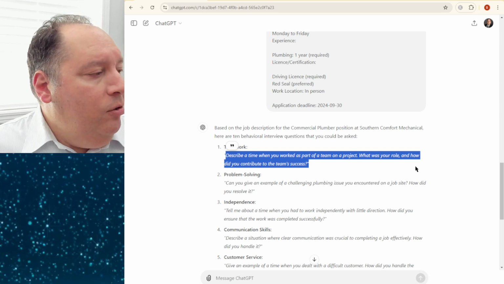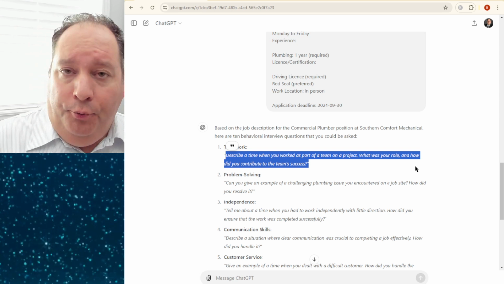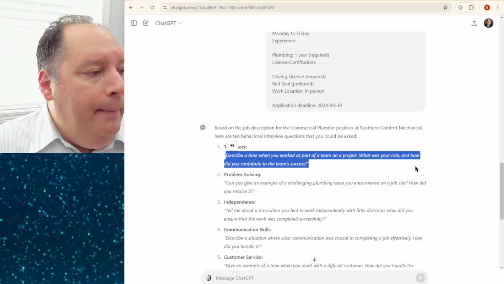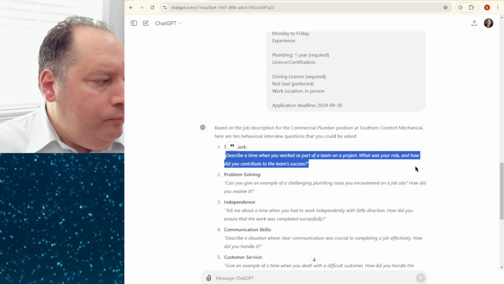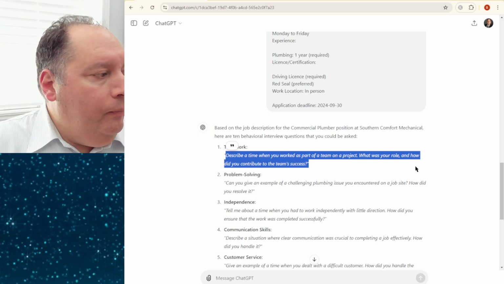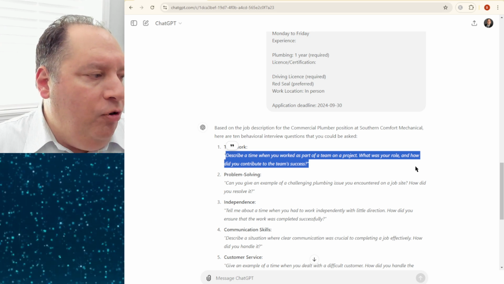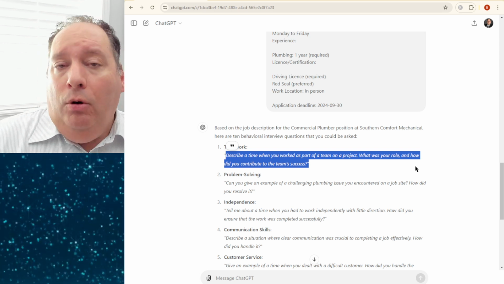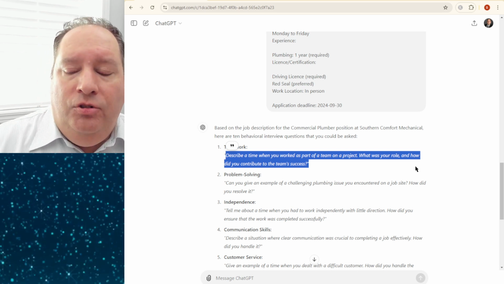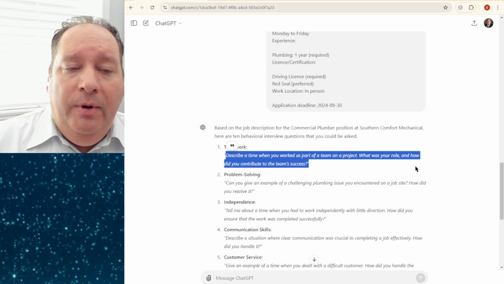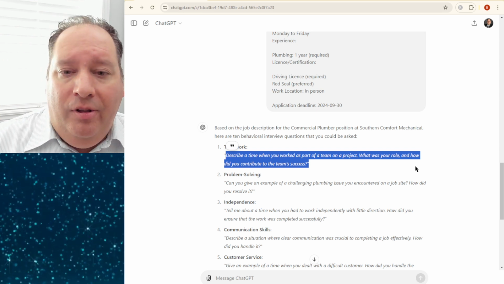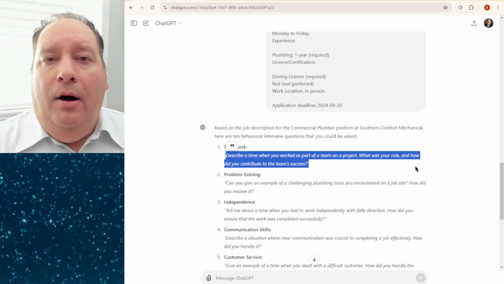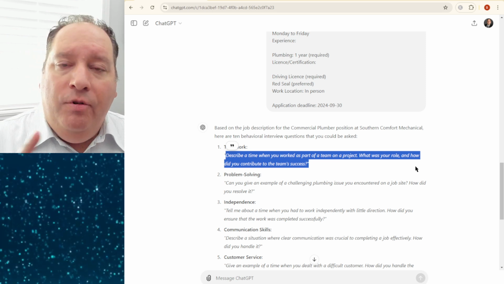S, situation. So this is in my previous job where I was also working as a plumber or a plumber's mate. Okay, that was my role. Task, what's it asking here? What was your role and how did you contribute to your team's success? My role in the team was to assist a journeyman plumber with major jobs, but also to work independently by myself on smaller jobs. So that was my role in the team.